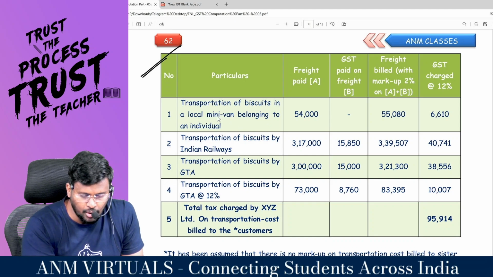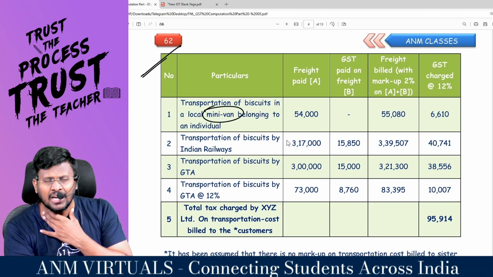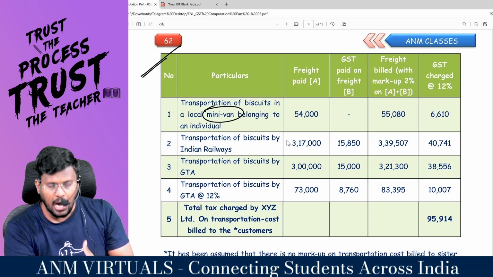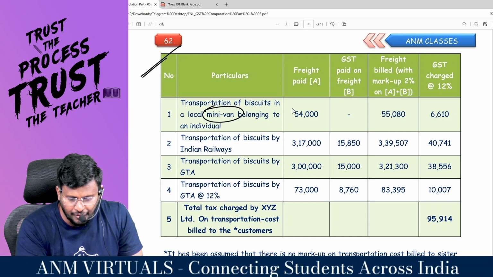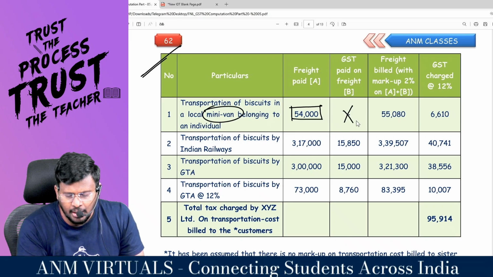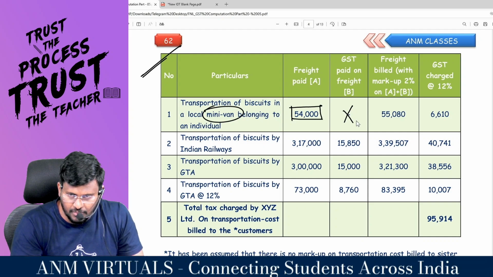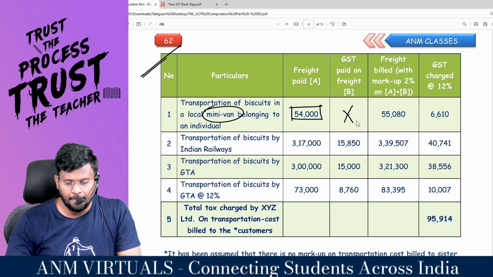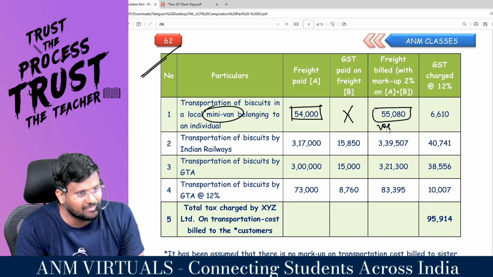Now the real game starts. Transportation of biscuits on local minivan belonging to an individual. Has the local minivan person collected any GST? No. Are we liable to pay tax under RCM? No. That means what is the freight you have paid to him? 54,000. Actually, he has not collected any GST. We have not paid any GST on RCM. Correct? So take the calculator. 54,000 into 102% comes to 55,080, which is the value of supply.